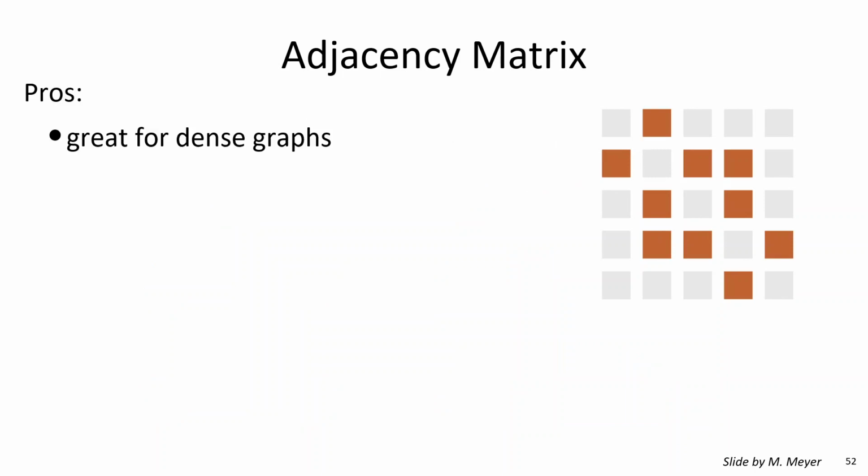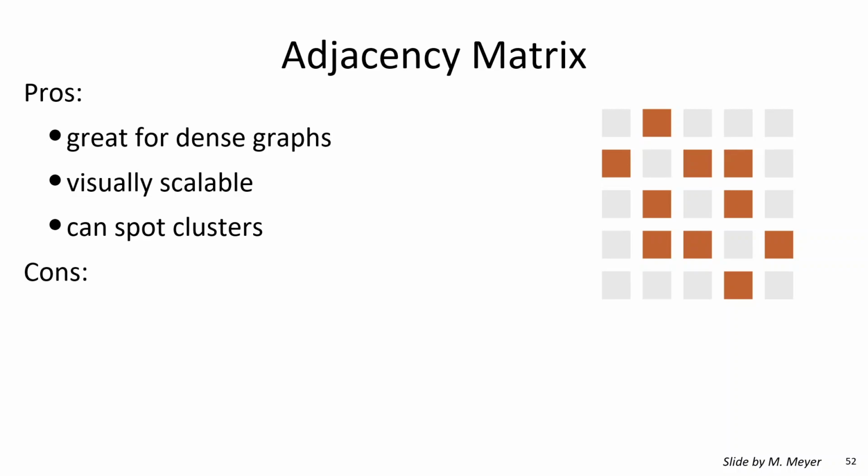So here's what the pros are. It's really great, especially for dense graphs. For really sparse graphs, it's better to use a normal node-link diagram. But for dense graphs, it's really useful. It's visually scalable, so as things get bigger, the more items I have, it's still readable, and I can spot clusters fairly reasonably. We'll hopefully see an example of something with a cluster.